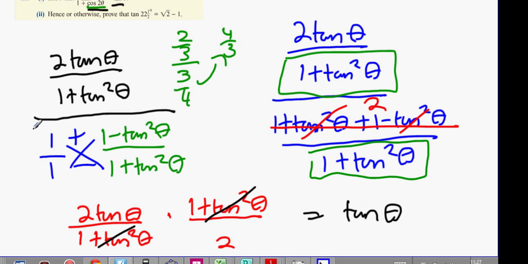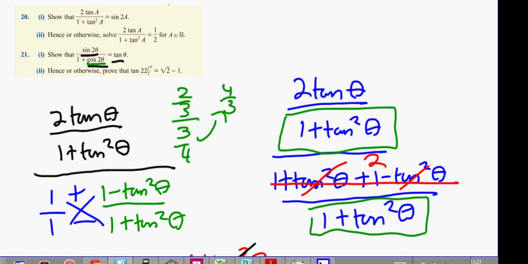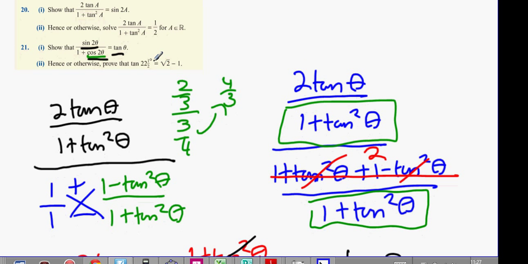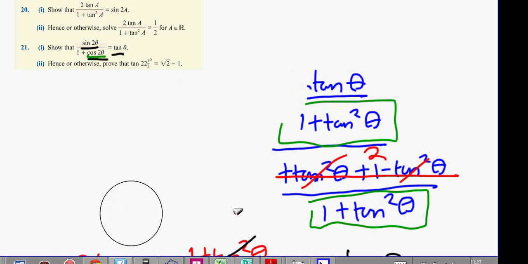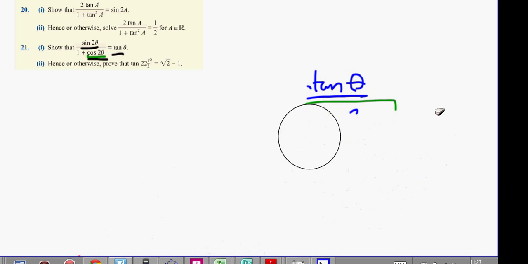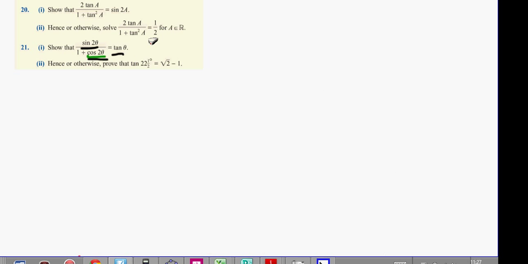Okay? Now, hence or otherwise, prove that tan 22.5 equals root 2 minus 1. That's interesting. Now, it won't be enough to stick it into the calculator because it wants a proof as opposed to calculate. This is the language of the question. So, guys, what I'm going to do is this. I'm going to write down tan. How do we get 22.5?